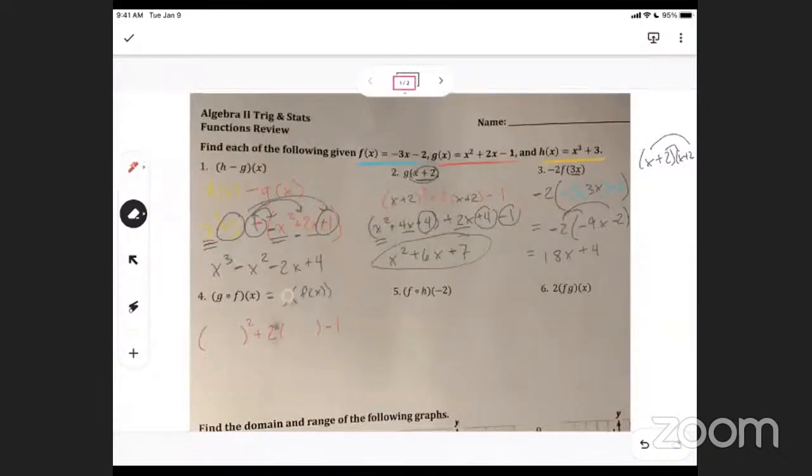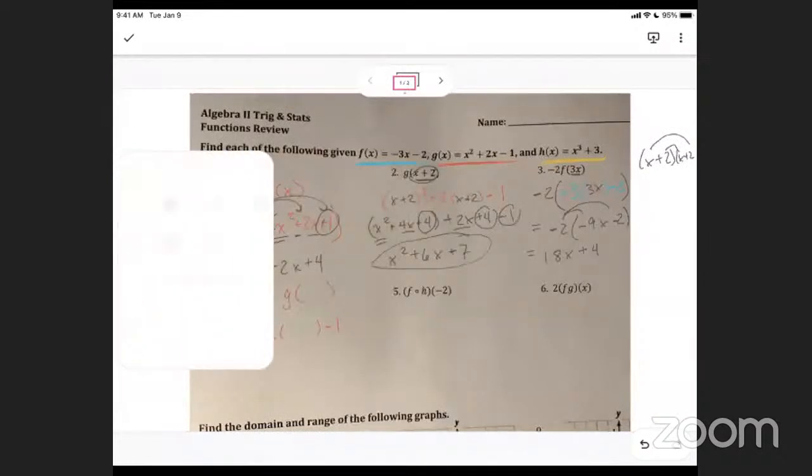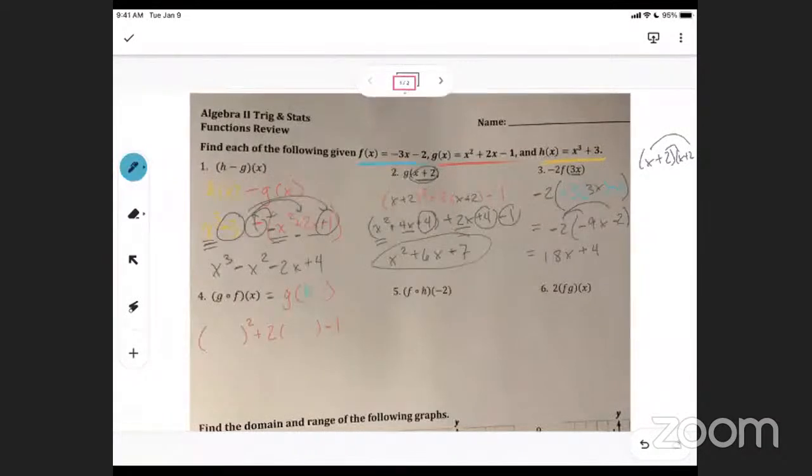Let me color code this too. What am I plugging in for that? This is g of f. f is the blue one. g of f of x. So I'm plugging f of x into here, and f of x is negative 3x minus 2. Every time I see an x, instead of writing an x in there, I'm writing f of x, which is negative 3x minus 2. Follow that? And then, of course, just simplify it.